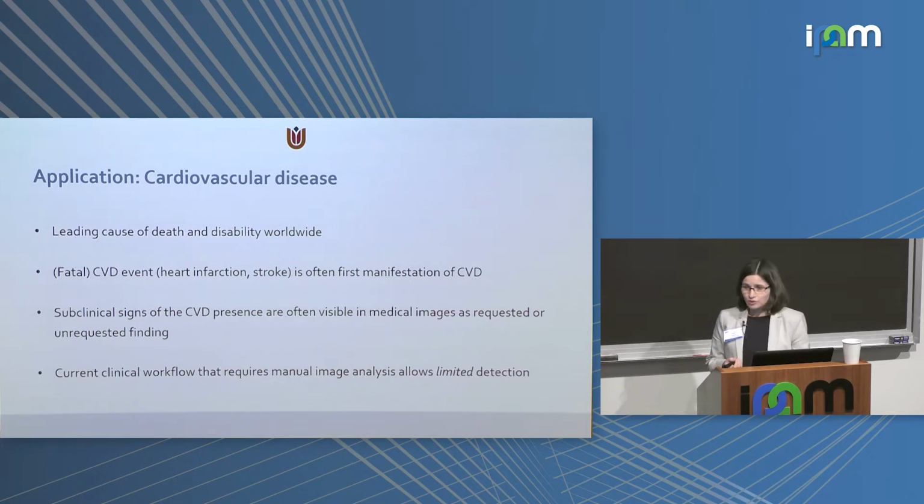Cardiovascular disease is important because it's the leading cause of death and disability worldwide. Cardiovascular events, so heart infarction and stroke, are often the first manifestation that the disease is present, while subclinical signs of the disease, in the stage when the patient doesn't have symptoms, are often visible in medical images as a requested finding, but very often also as an unrequested finding.